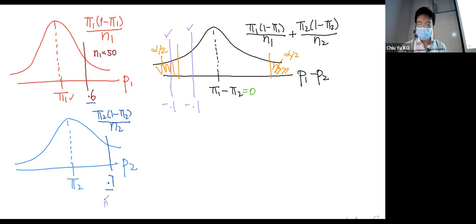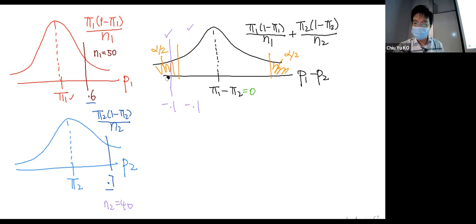Because depending on pi1 and pi2, the bell can be condensed in the center or very flattened out, right? I have no idea where it is. I just fixed the bell, but the bell actually I don't know. The bell can be very flat or not so flat. Okay, is that clear? I mean, I can always draw another bell curve. Do you want me to do that?